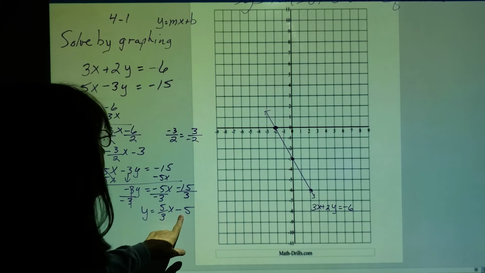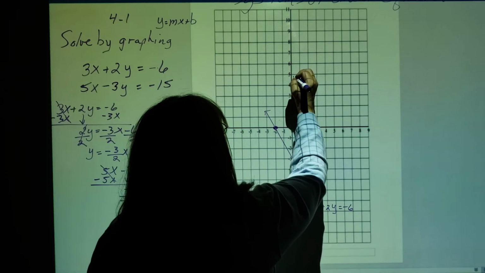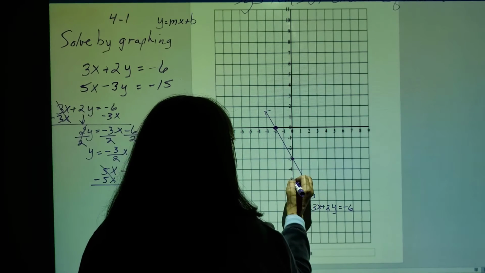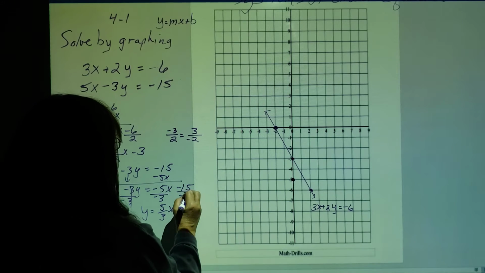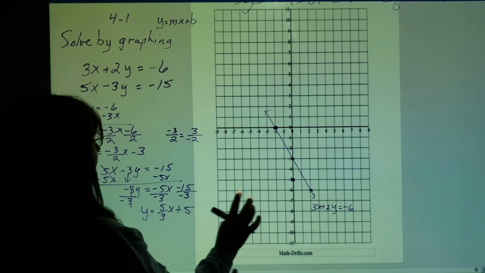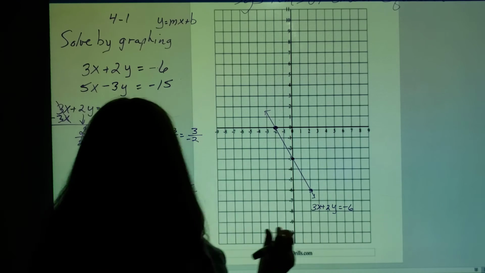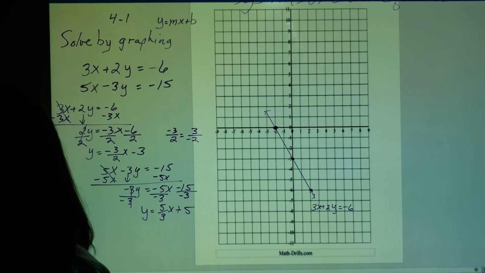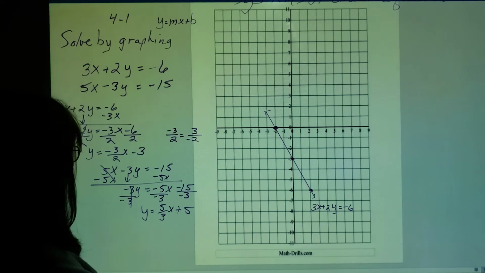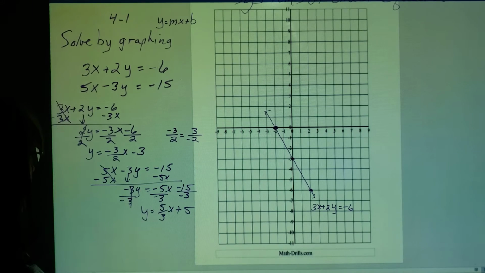The first thing we do is we graph the y-intercept at negative 5. Oh, I made a mistake again. This is supposed to be a negative 3, so this has to be a 5. All right, so we have y equals 5/3 x plus 5, not minus 5. You have to be careful not to drop any negatives.